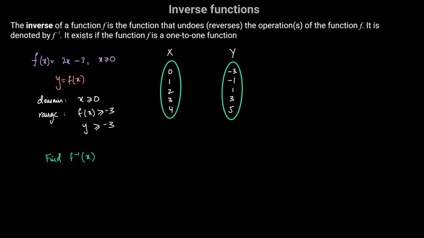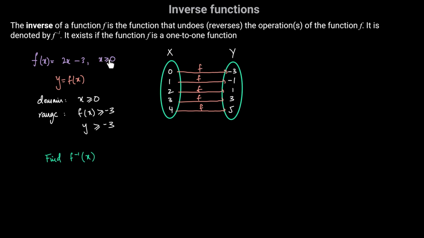So here we know that x is greater than or equal to 0, right? When x is equal to 0, y is equal to negative 3. So when we apply the function f to the input x, when the input is 0, the output is negative 3. When x is 1, y is negative 1. When x is 2, y is 1. When x is 3, y is equal to 3. And when x is 4, y is equal to 5. So here we have some of the possible values of the input x and the corresponding values of the output.